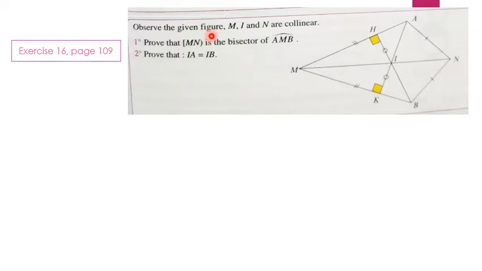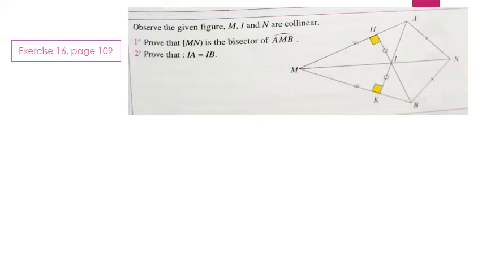Now observe the given figure. Pay attention that M, I, and N are collinear. These points M, I, and N. Collinear means they are points that belong to the same line. What's required to prove is that MN is the bisector of AMB. This is MN, and this is angle AMB. How to prove it?